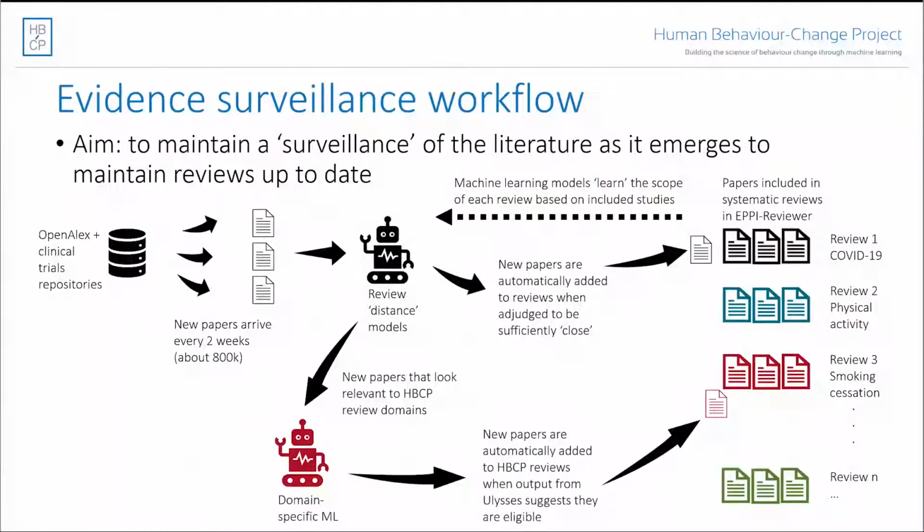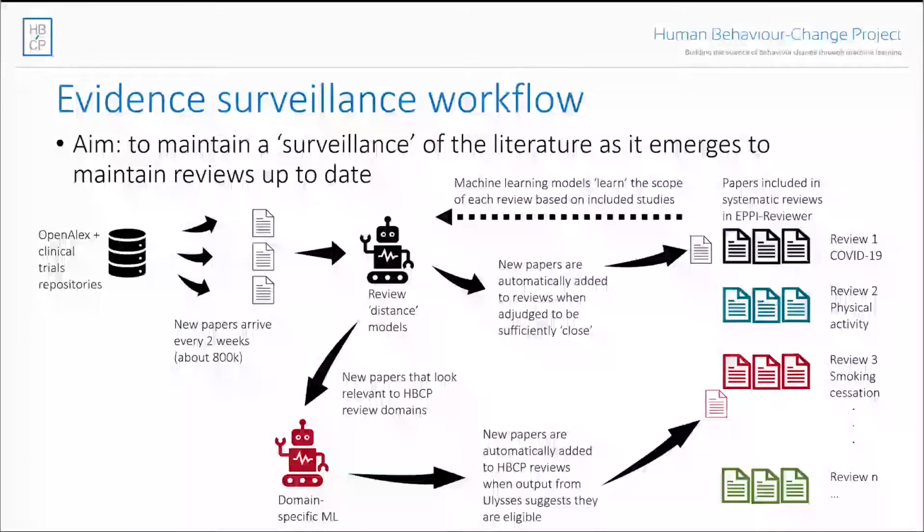So the evidence surveillance workflow. It's a slightly complicated slide, so I'll talk you through it step by step. So over on the left-hand side here, we've got the OpenAlex data set, which is what we're using at the moment, which is currently the world's largest open access database of research publications. There's well over 200 million records in there now, and it's being added and it's growing all the time. So every day, actually, the data set increases in size. We've been looking at it every couple of weeks or so, but we might change the frequency that we're downloading new papers.